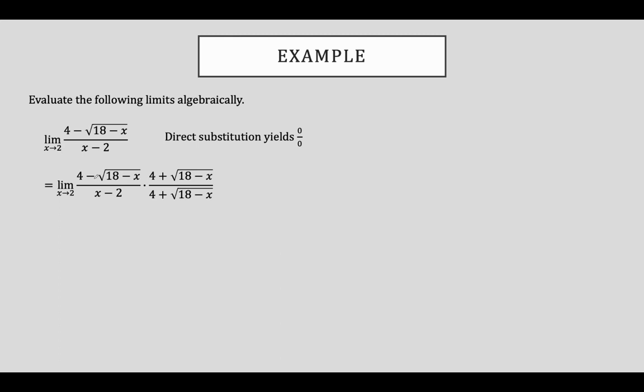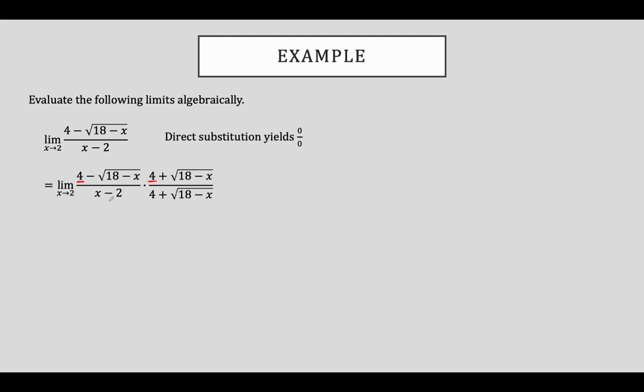Now, we want to complete our multiplication in the numerator because that's going to get rid of the square root in the numerator. And again, we have to FOIL. Well, we multiply our first terms, 4 times 4, that gives me 16. The product of our outer terms and our inner terms are going to add to 0. If they don't add to 0, we've made a mistake somewhere. And now I have a negative root 18 minus x times a positive root 18 minus x. Well, that's going to give me negative parentheses 18 minus x in my numerator.